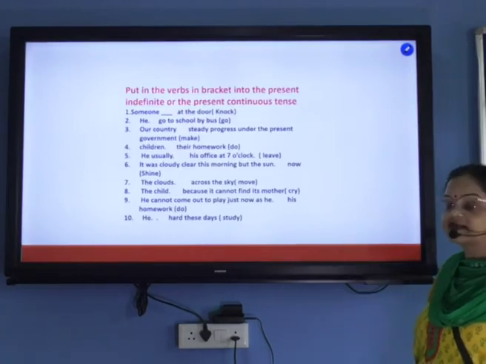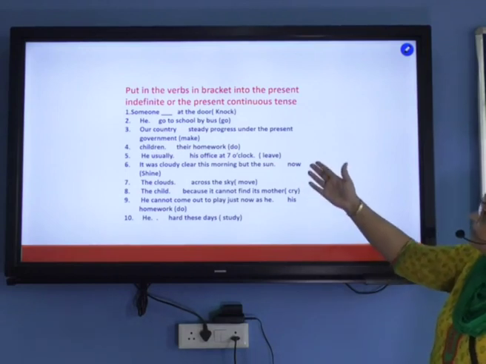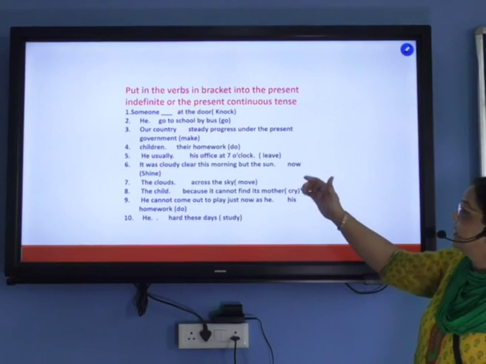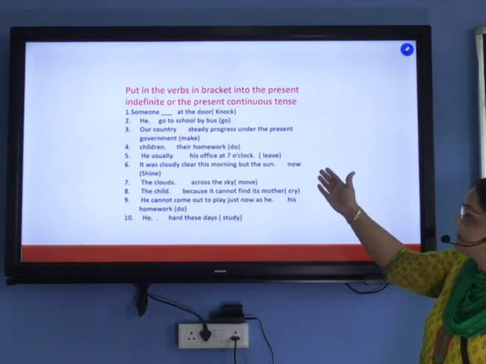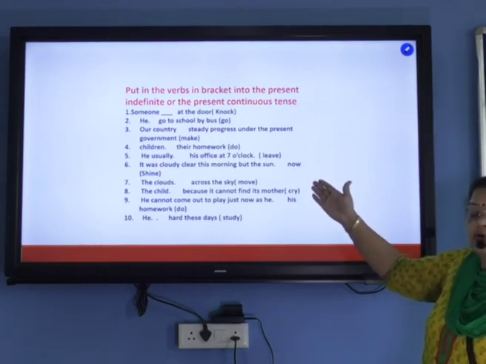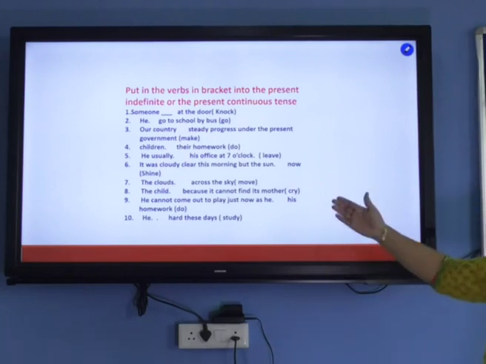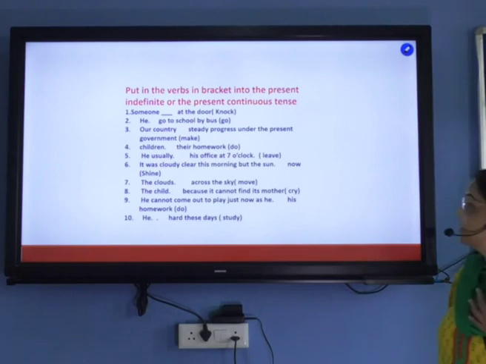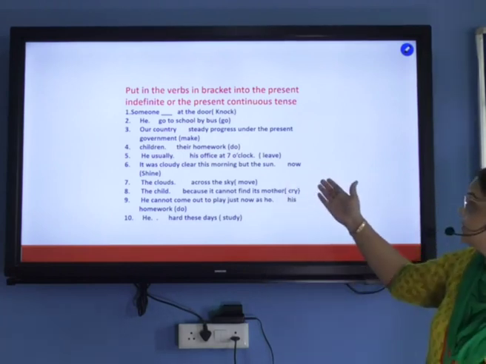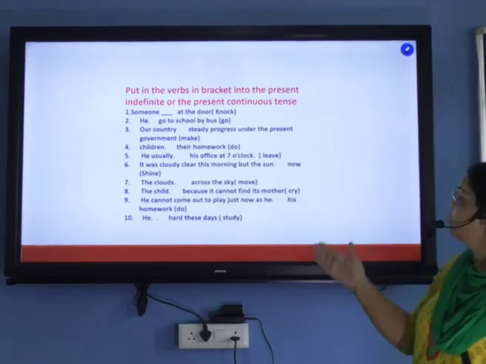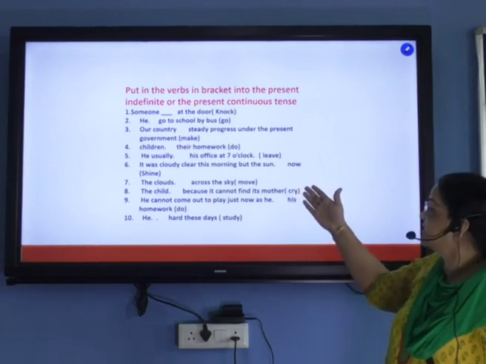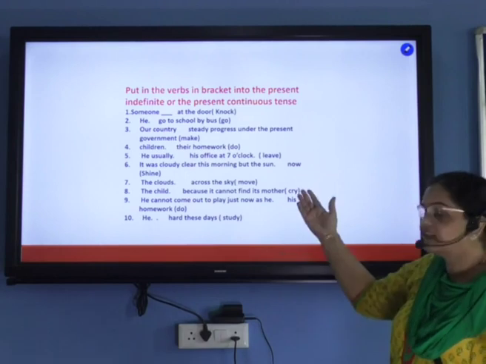Okay, now this is the exercise you can do. Someone dash at the door: is knocking at the door. He dash to school by bus: he is going to school by bus. Our country is making steady progress under the present government. Children are doing their homework. He usually is leaving his office at 7 o'clock. So like this you can do.